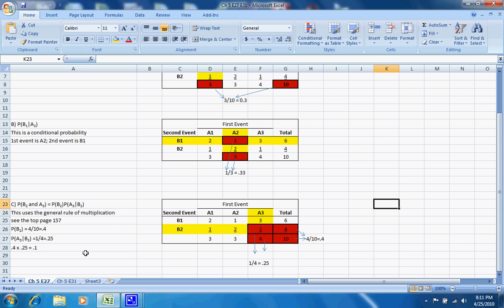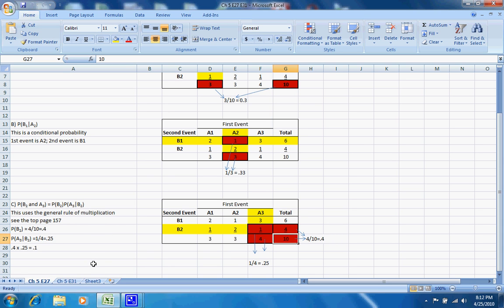First we're going to figure out the probability of B2, and we can look across the B2 row for that, and there are a total of 4 possibilities for something to be B2 out of a total of 10 possible outcomes. So that probability works out to 4/10.